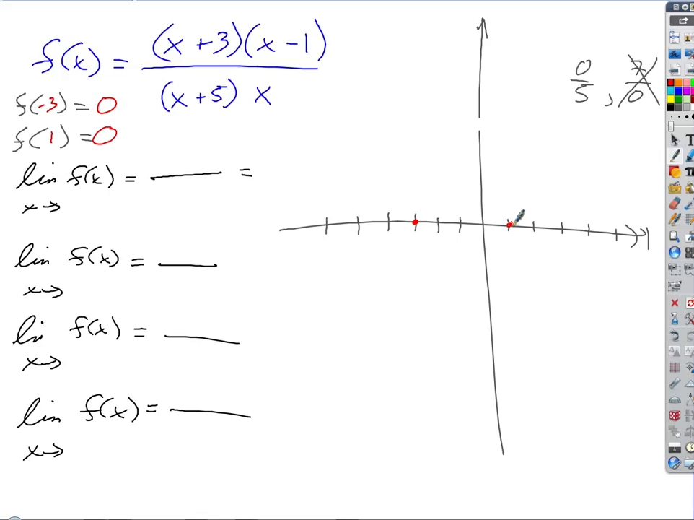Now we need to know places where the function is undefined, right? So we know that functions are undefined when we divide by 0. Okay, so Mr. Deminu, can you tell me a value of x that's going to make the bottom equal to 0? If I set the denominator equal to 0, what's the value of x that's going to make that 0?